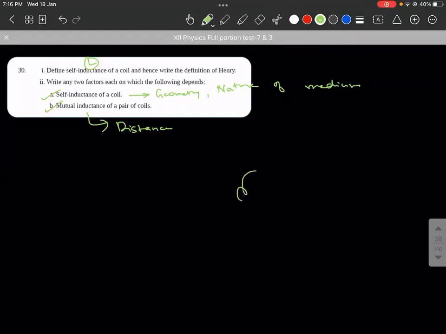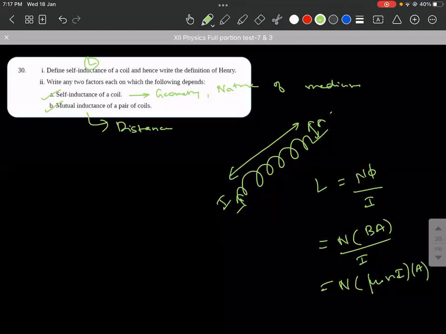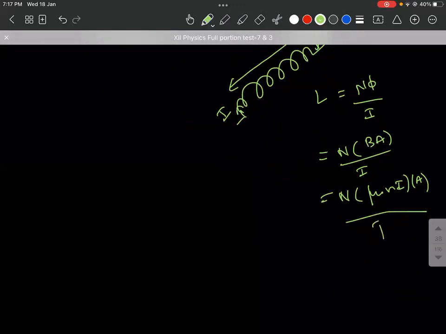Let's take a solenoid, for example. Remember it like this. Let the area of cross section be A and let the current be I. So what is the formula for L? N into phi divided by I. What can we write for phi? B into A, divided by I. So what is the value of B? It is mu naught into N into I, into A divided by I. This is the formula, and we write the theory using it. I and I get eliminated.